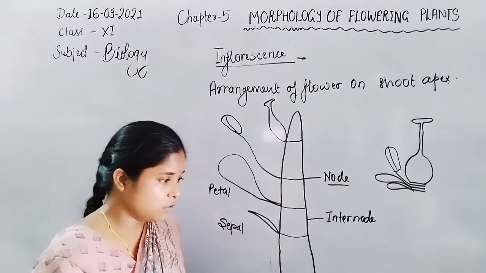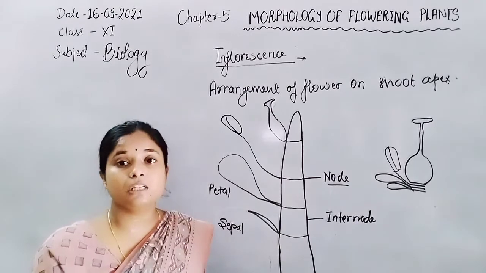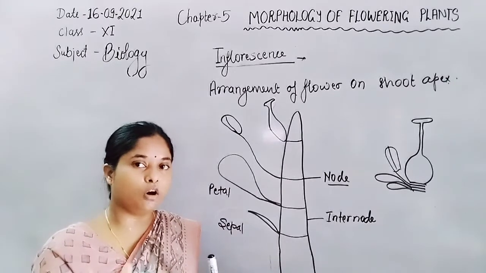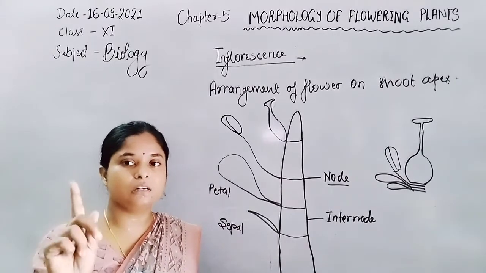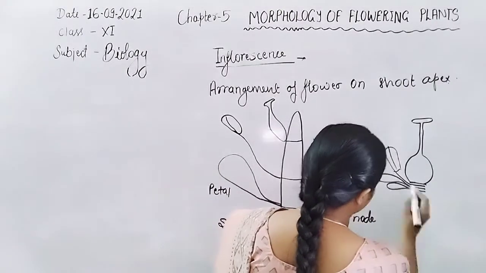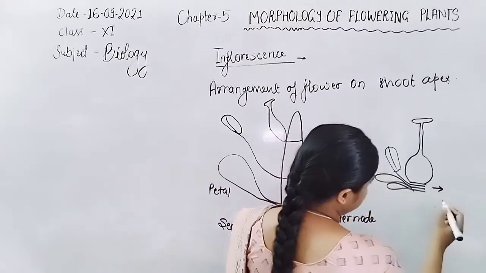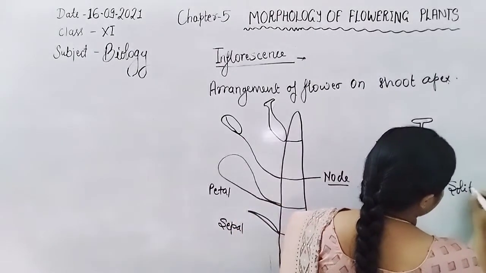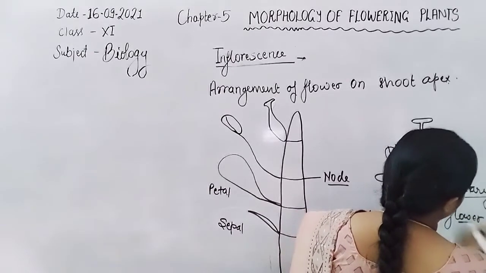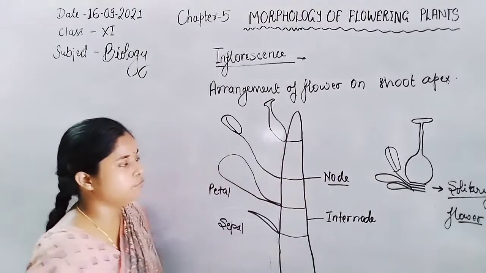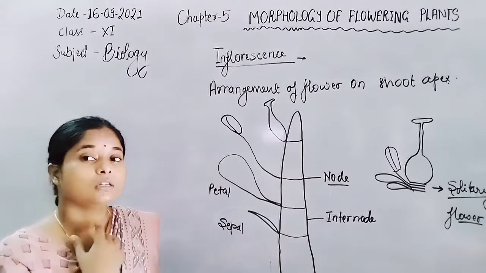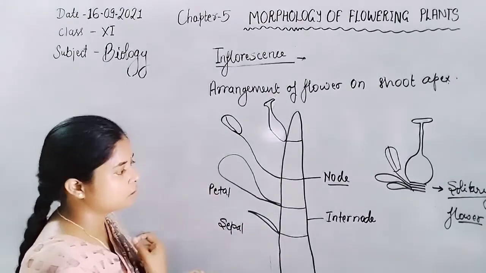Now when the conversion of shoot apical meristem into the flower meristem takes place, the flower should always be solitary in nature. That means only a single flower arises on the shoot. Only that type of modification results in the solitary flower. On the basis of the arrangement of flower on the stem or shoot apical meristem, the term is known as inflorescence.